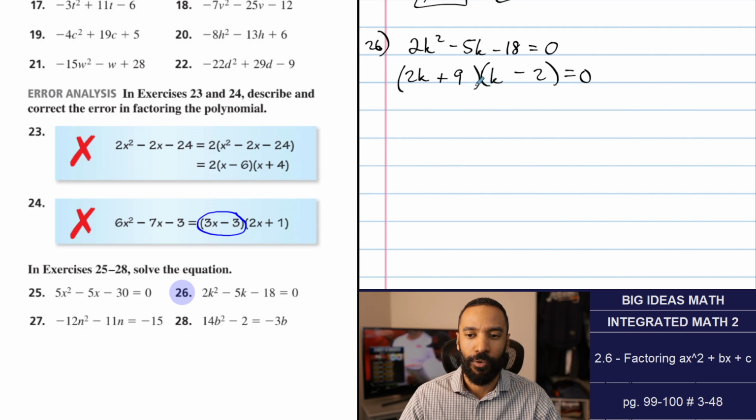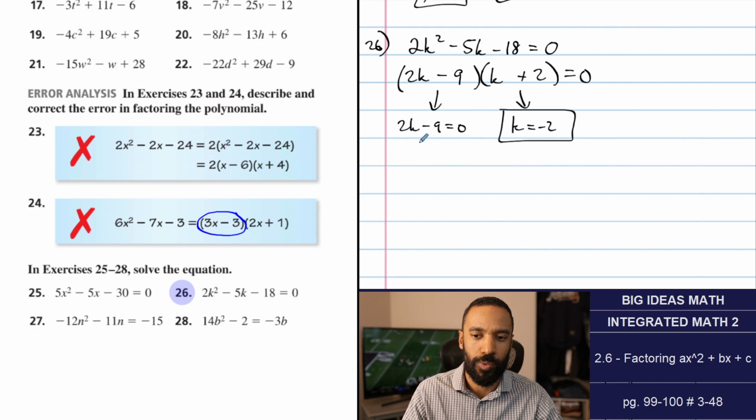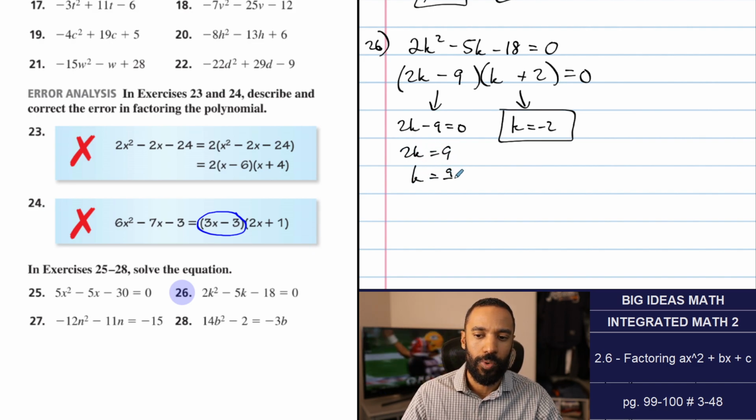This is negative 4 plus 9, which is positive 5. Let's switch those signs. That'll be like that. 4 minus 9 is negative 5. So if this times this equals 0, either 2k minus 9 equals 0, or k plus 2 equals 0. We know that one. K should be negative 2. But you got to be more careful on this one. We still have to add 9 and then divide by 2. We get 9 halves. And please leave it like that answer.